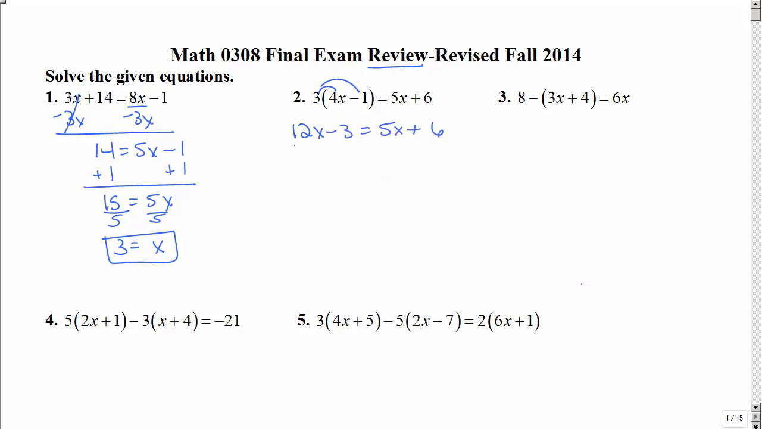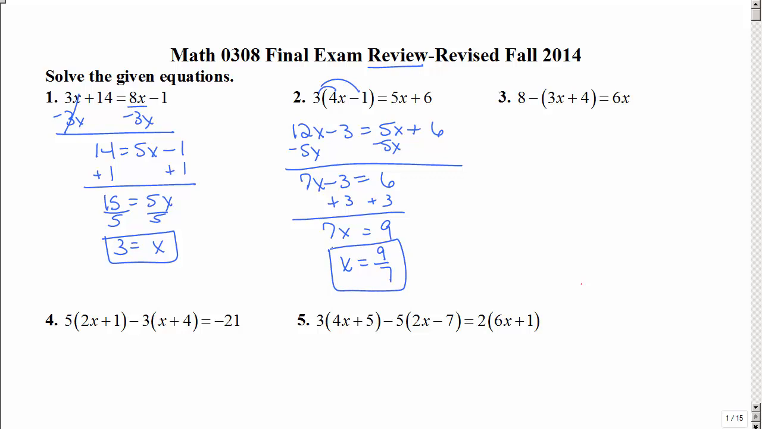On number 2, we have parentheses, so we want to use our distributive property. And this time I'm going to move my x's to the left since 12 is bigger than 5. That's just a choice. And then divide by 7.